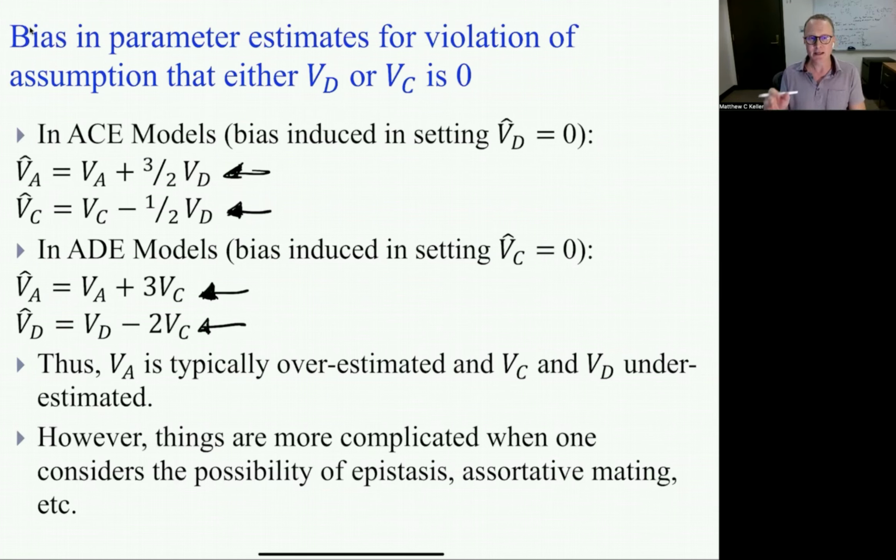All of these other issues are phenomena that we have to make assumptions about in the classical twin design. And for the most part, we're assuming that none of those things actually exist. And if they do exist, and they're important, we're going to get biases due to those factors too. And I'll talk a bit about that in a sec.